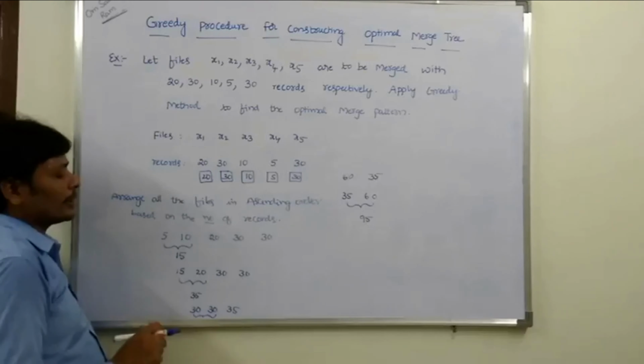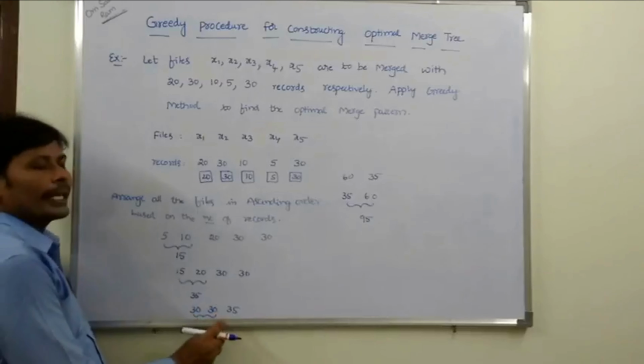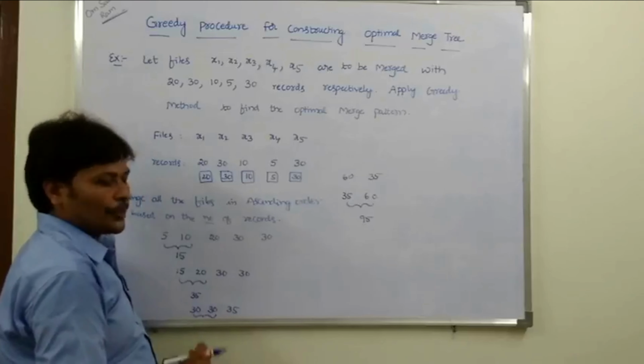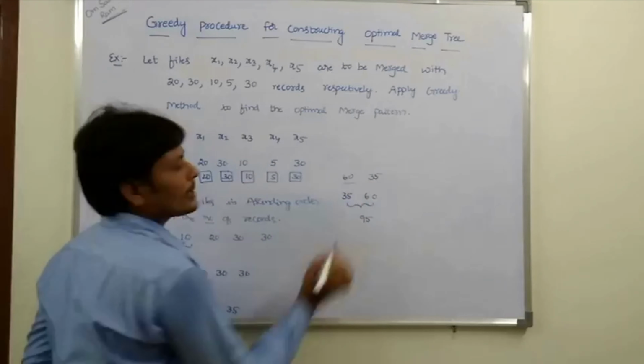So that is 15, 20, 30, 30. Among them, 15 and 20 are the two smallest sized files; merge them. 15 plus 20 is 35. So this 35 is inserted into the remaining list at its correct position. So then the new list is 30, 30, 35. Again, we are selecting the two smallest sized files. So that is 30 and 30. After merging, we are getting the result 60. In the list, the remaining element is 35.